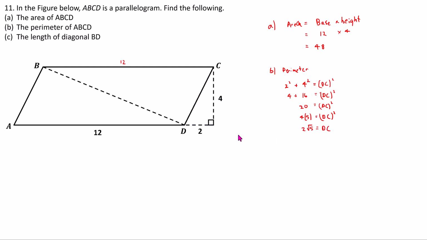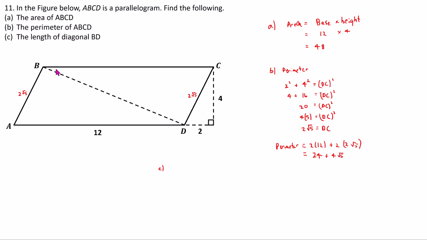So putting that into our diagram, we have this line DC is 2 root 5, and on the opposite side of the parallelogram, side AB is also 2 root 5. So now we have every single length in the parallelogram. So the perimeter is going to be 2 12s, and we also have 2 of these 2 root 5 lengths. So 2 times 12 is 24, and 2 times 2 root 5 is 4 root 5. So that's our perimeter. And now we've come to C.